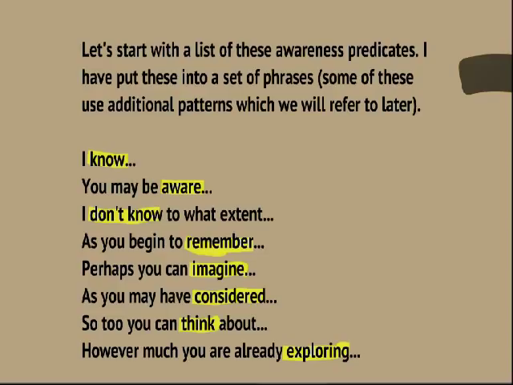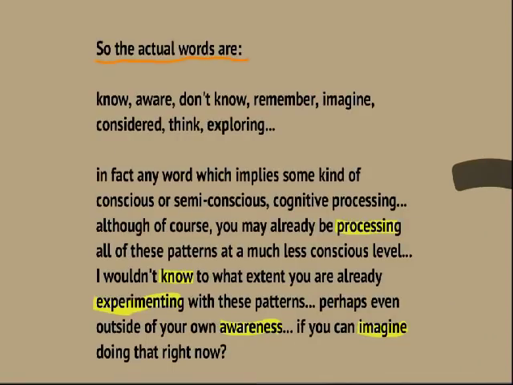So, I know. You may be aware, and you can even do it using a negative. I don't know to what extent. As you begin to remember, perhaps you can imagine. As you may have considered, so too you can think about. However much you are already exploring. So you get the idea. All of these words in some way or another refer to the process of being aware, of being conscious of something in one way or another. So the actual words are know, aware, don't know, remember, imagine, considered, think, exploring.